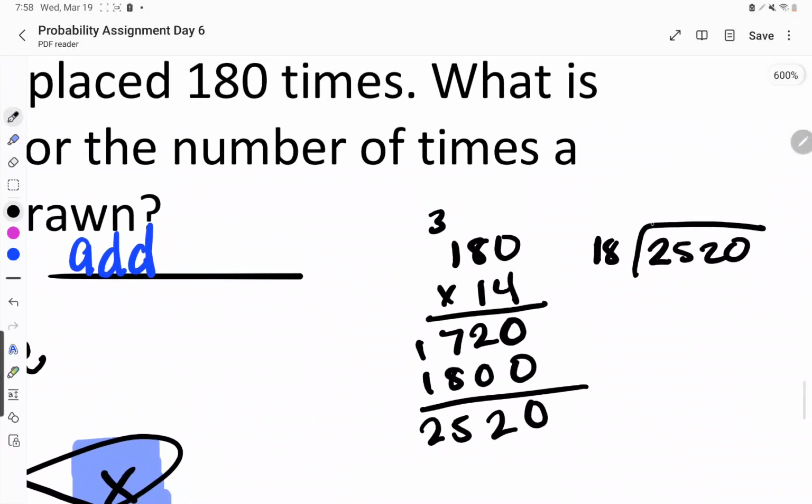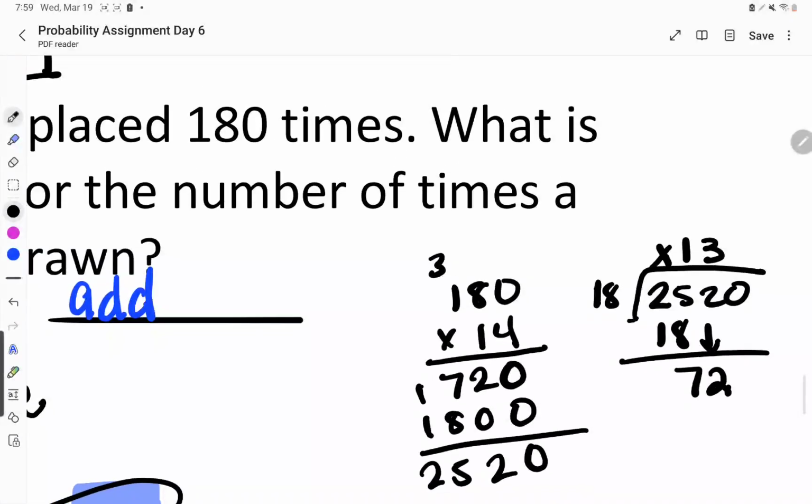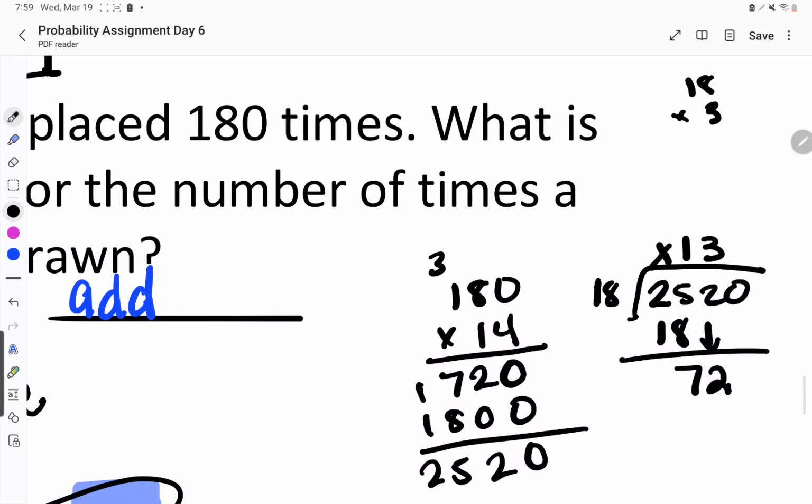18 doesn't go into 2, but it does go into 25 one time. 1 times 18 is 18. Subtraction then gives us 7. Bring down that 2. And remember, 18 right here is about 20, and 20 would go into 72 3 times. So we're going to say that 18 goes into 72 3 times. 18 times 3 gives us 54.